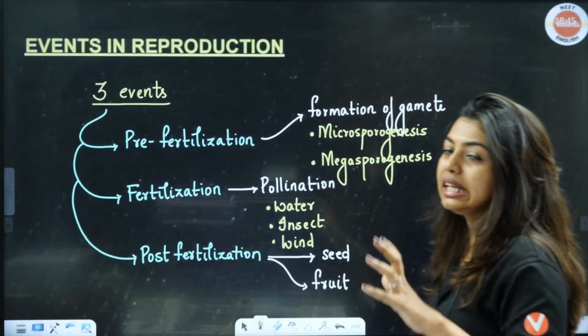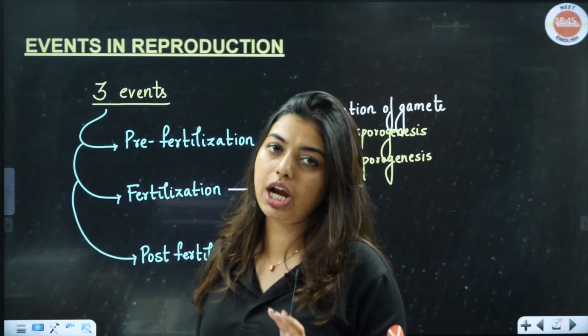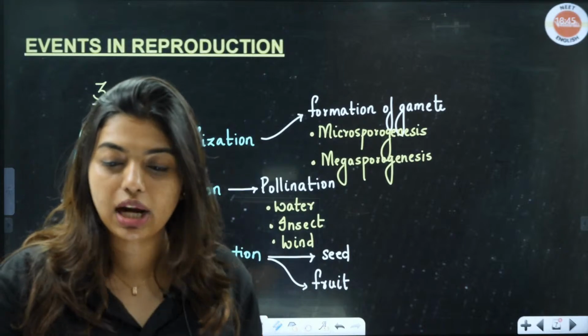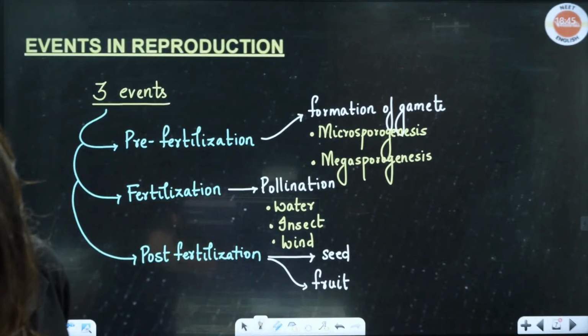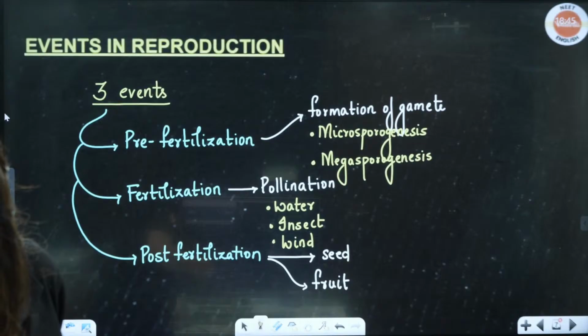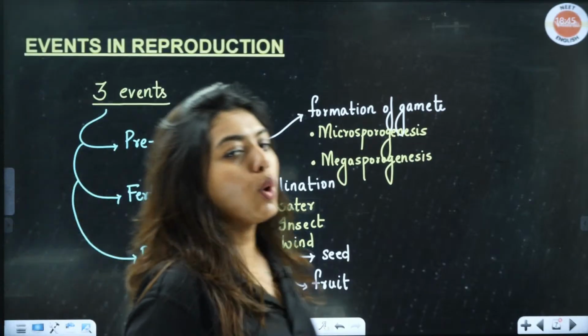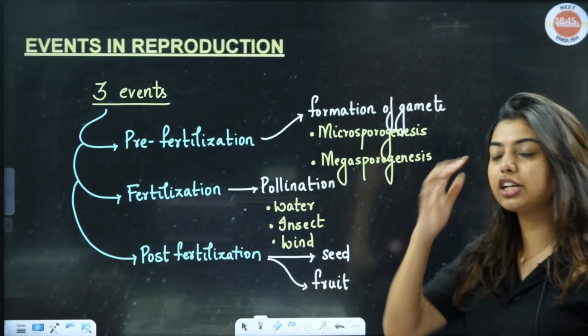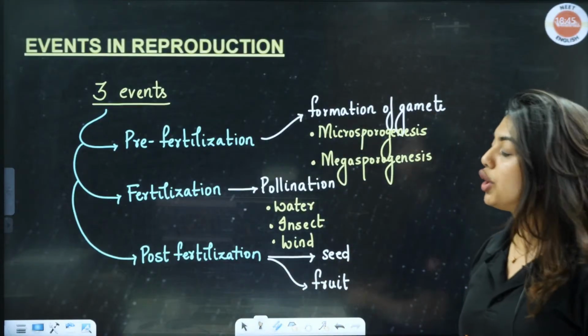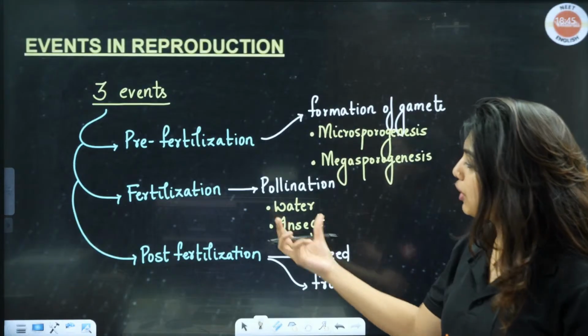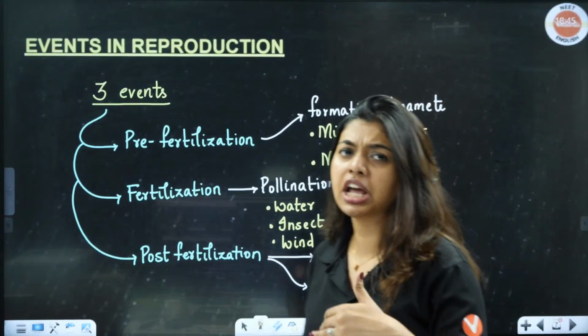Now, what are the events that are happening in this entire chapter? In this entire chapter, the events that are happening. Okay. What are the things that are happening in this entire chapter? The events that are happening are going to be pre-fertilization, fertilization, and post-fertilization.